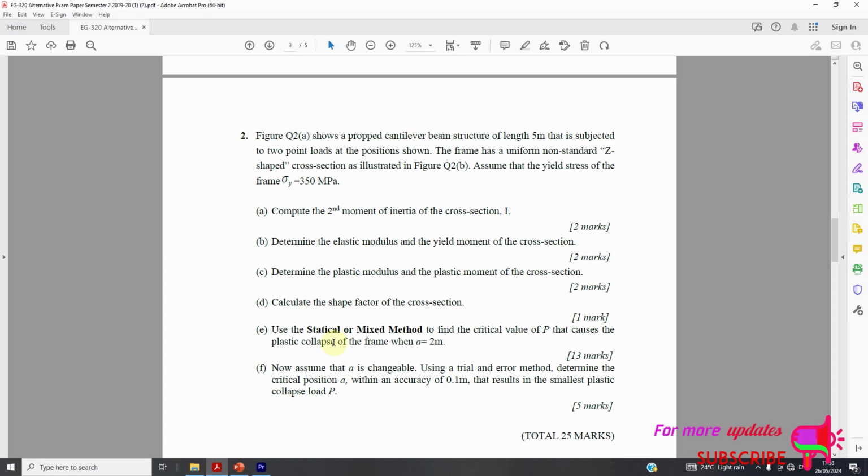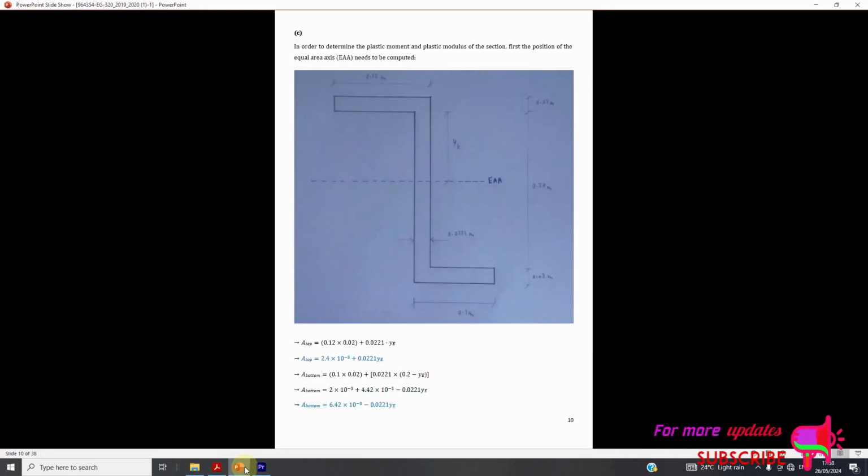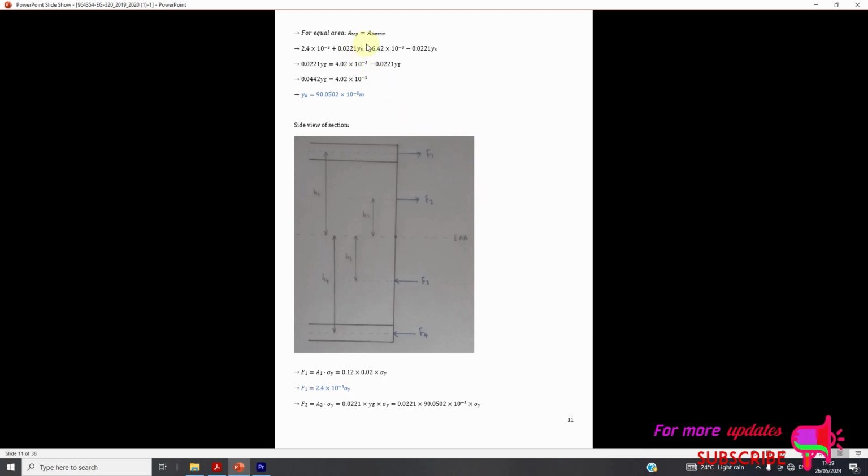Determine the plastic modulus and the plastic moment of the cross section. That is just 2 marks. In order to determine the plastic moment and plastic modulus of the cross section, first the position of the equal area axis, EAA, needs to be computed. At the top it is given as shown, and at the bottom it is given as follows: 0.1 multiplied by 0.2 plus 0.221 multiplied by 0.2 minus Ye. For equal areas, the area at the top should be equal to the area at the bottom. If you solve the algebraic equation, you get Y is equal to 90 times 10 to the power negative 3 meters.